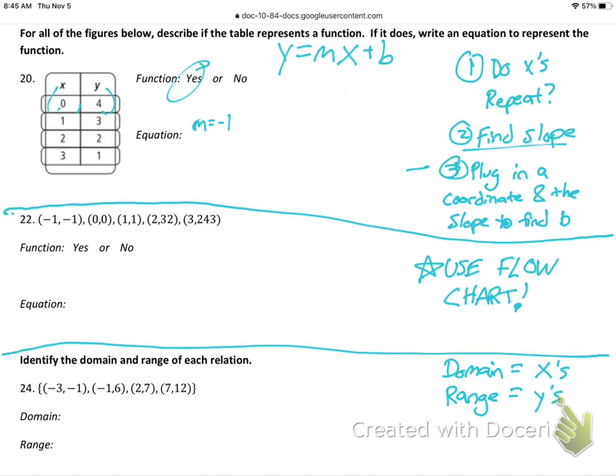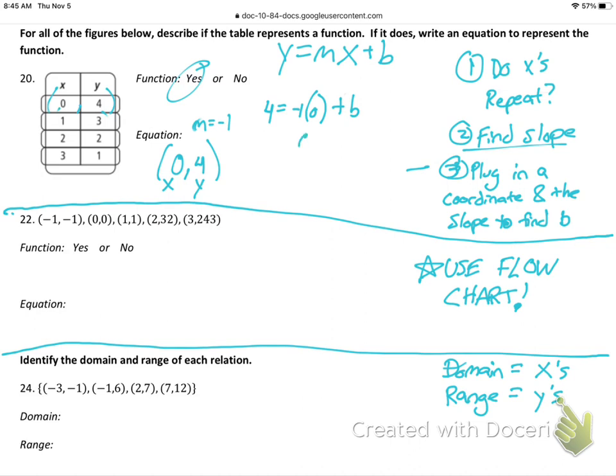So if I have 0, 4, and I have my m, this is going to be an x, this is going to be a y, so I'm just going to plug it in. I'm going to plug my x in right there, plug my y in right there, and I'm going to plug my m in right there, and all that's left over is b. So let's do that and figure out what b is. So my y is 4. That's going to be equal to my m, which is negative 1. I'm going to multiply that by my x, which is 0, and then plus b.